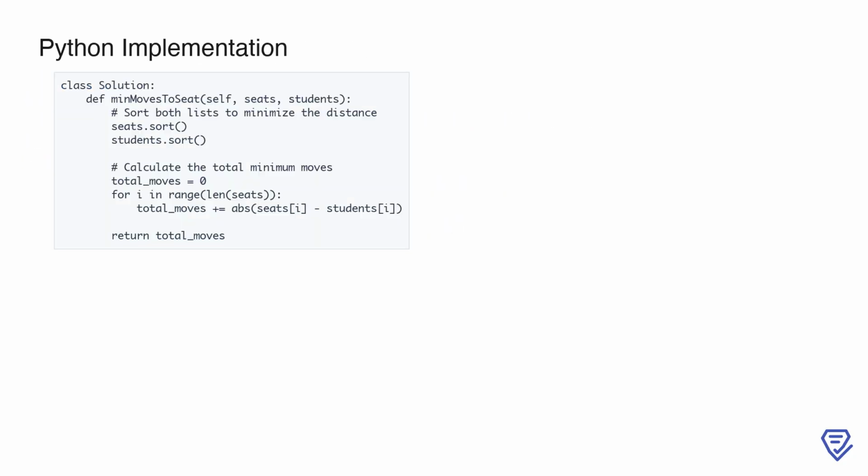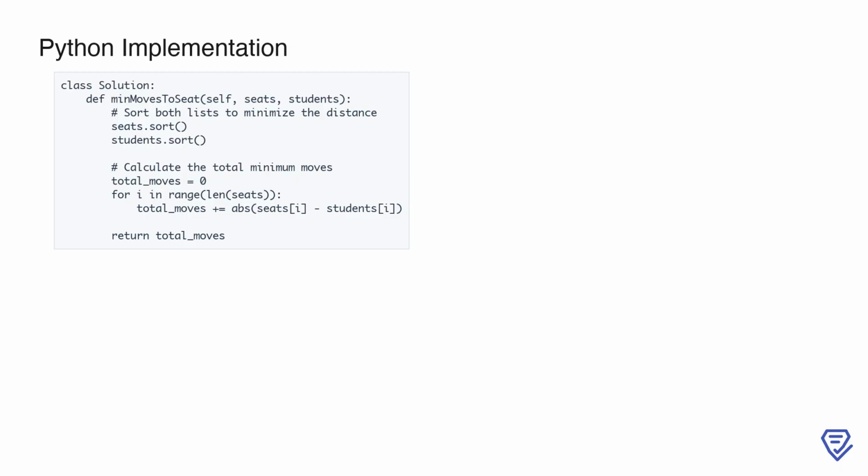The problem asks us to minimize the total number of moves required to seat students to their respective seats. Each move is calculated as the distance between a seat and a student. To minimize the total distance, we can follow a greedy approach, sort both the seats and students lists in non-decreasing order. By pairing the smallest seat with the smallest student and so on, we ensure that the total distance is minimized. The code begins by sorting both the seats and students lists. This step ensures that we align the smallest seat with the smallest student, the next smallest seat with the next smallest student, and so forth.